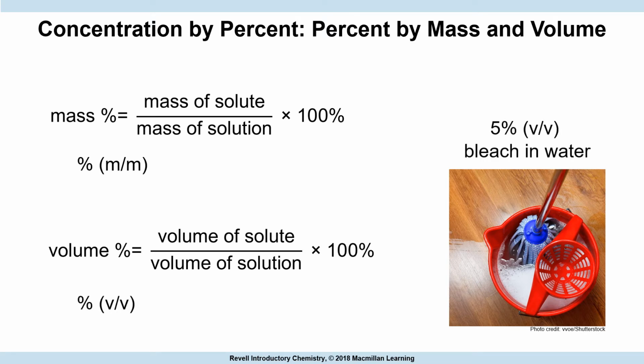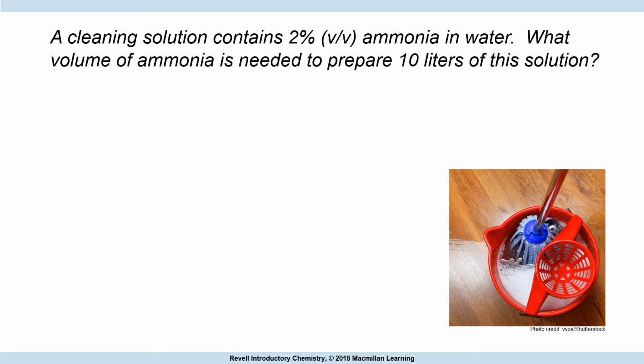So for instance, commonly we'd make up 5% bleach in water, a common way that we'd use cleaners. In fact, our bleach, Clorox bleach, is commonly 5% sodium hypochlorite. Another way that we'd see it around us.